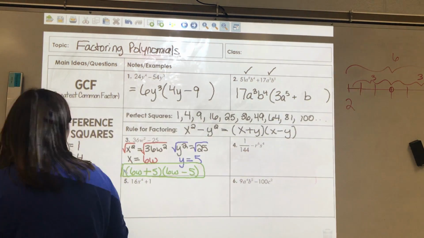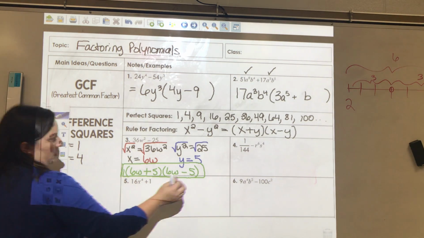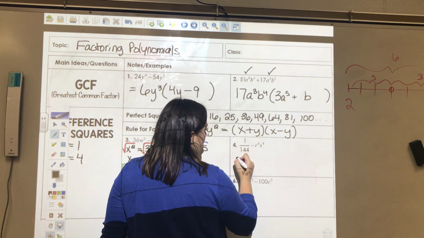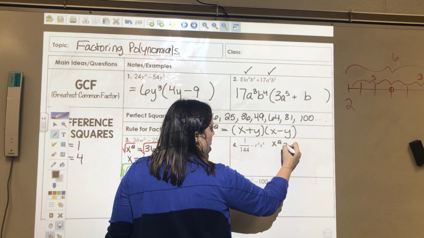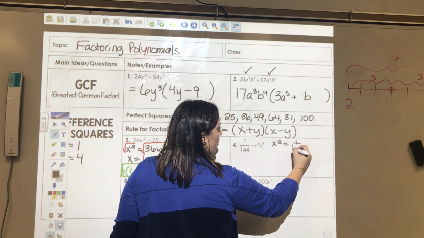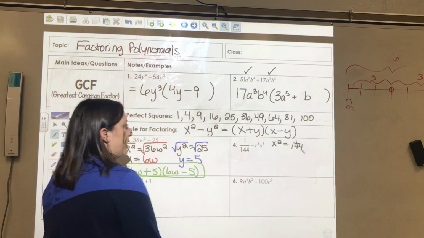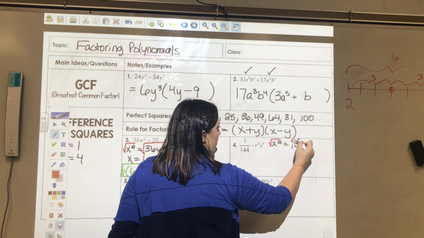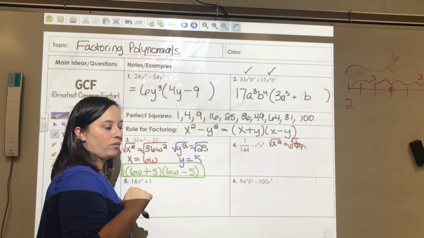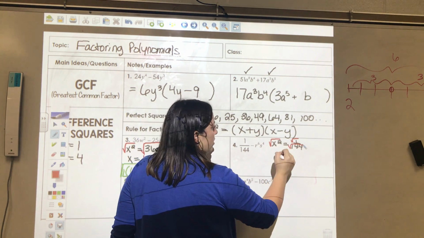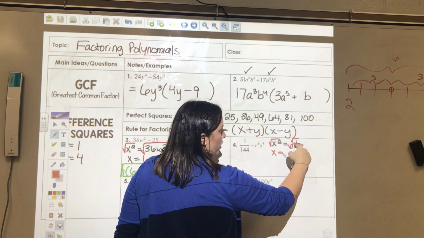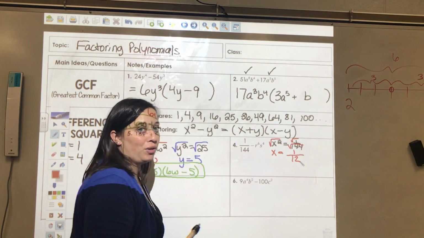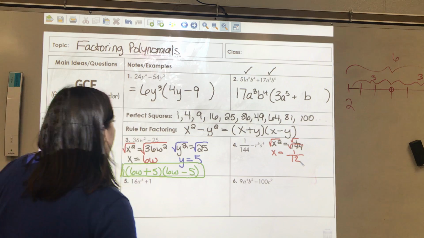All right, so number 4, this is my x squared, this is my y squared. So let's do it right here. X squared is equal to 1 over 144. So to find out what x is equal to, we need to square root both sides. You have to square root both the top and the bottom individually. The square root of x squared is x. Square root of 1 is 1. Square root of 144 is 12. I just have that memorized. You could put it in the calculator and get that. Now we need to do y.